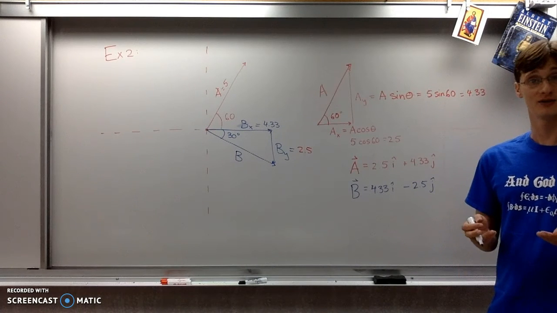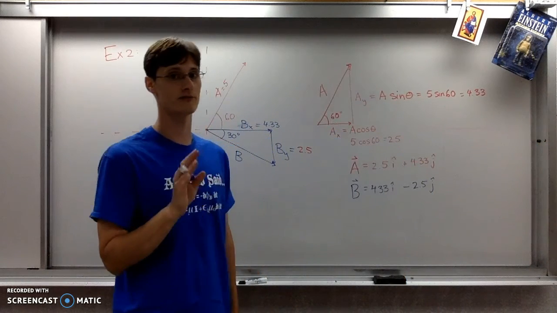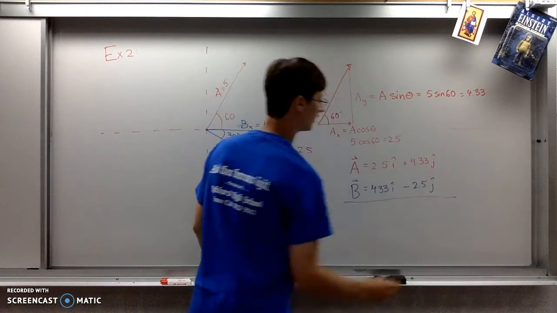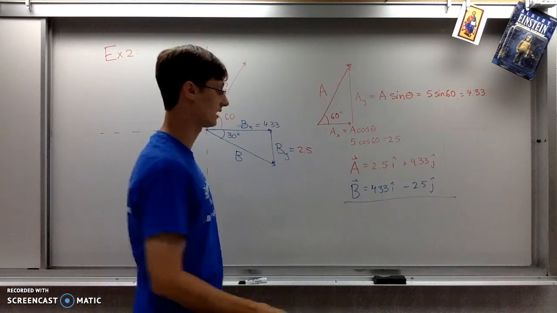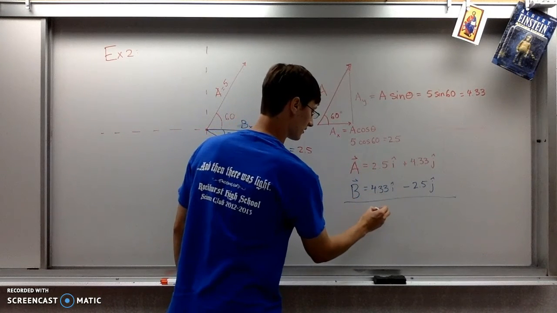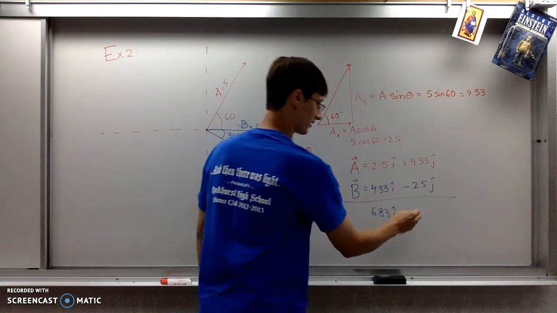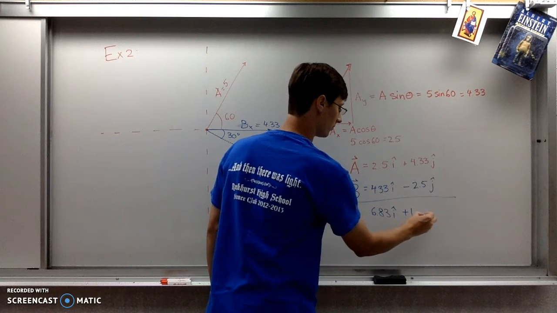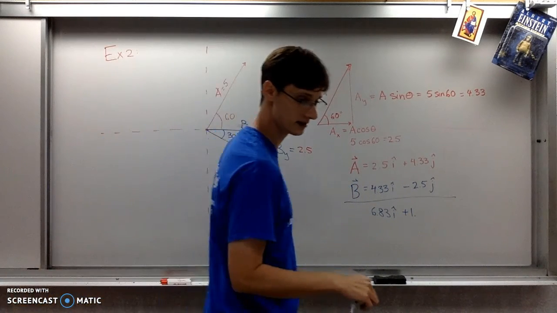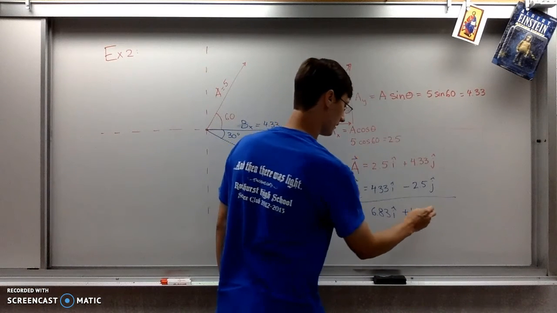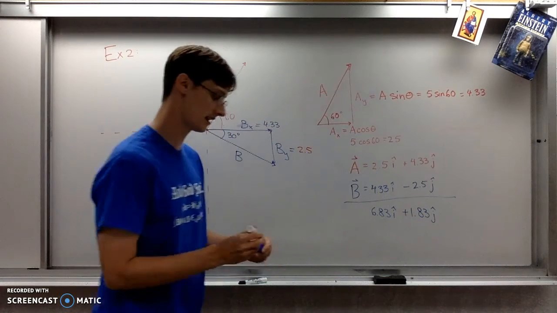Okay, now I want to add these two vectors together. And this is the super easy part because we're all very good at addition and subtraction. Your i's add, your j's add. So when I add these two together, I'm going to get 6.83 i, and then this one's going to be plus 1.83 j. All right, so there that is.